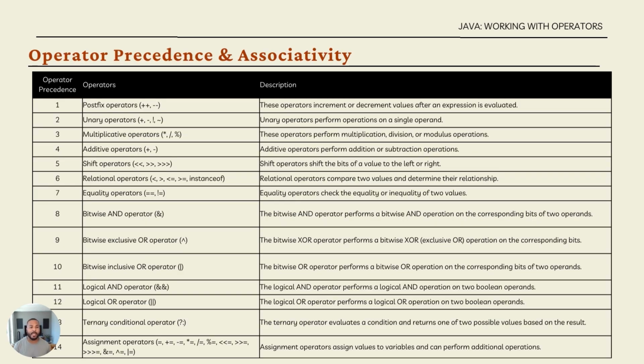Next up is operator precedence and associativity. Operator precedence determines the order in which operators are evaluated in an expression. Operators with higher precedence are evaluated before operators with lower precedence. When multiple operators have the same precedence, the associativity of the operators, either left to right or right to left, is considered. So we went over operator precedence, kind of 1 through 4.